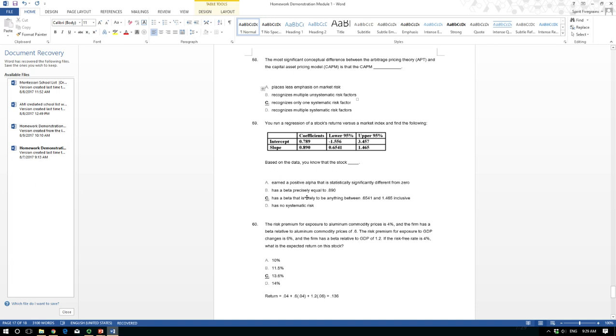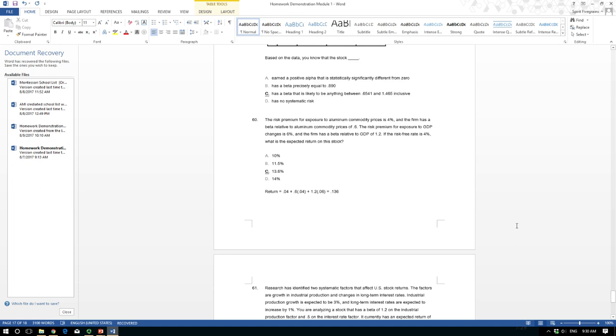B says the stock has a beta precisely equal to 0.89. This is just the estimate of beta, and beta actually ranges from 0.65 to 1.46 at the 95% confidence level. So it could be lower or higher, and you cannot say it's precisely equal to 0.89. C says it is likely to be anything between 0.65 and 1.46, the lower and upper 95% bounds. That is true. D says it has no systematic risk. That is not true, because no systematic risk means beta has to equal zero, and it's not. So C is the best answer.